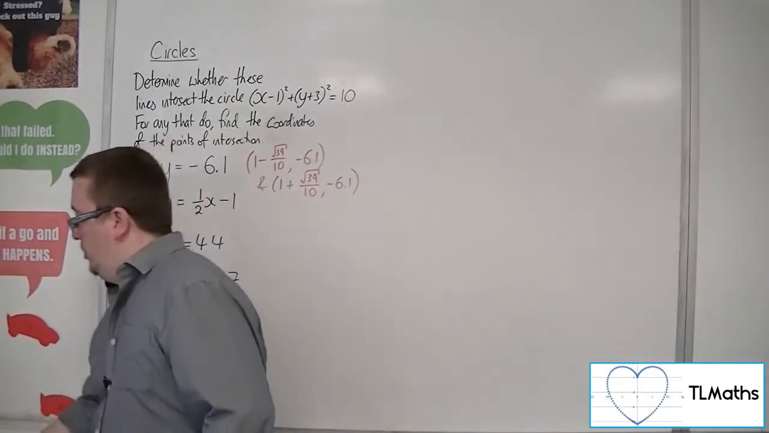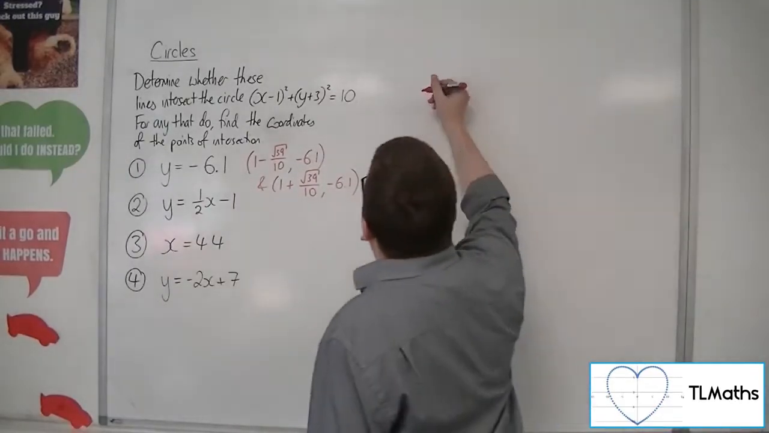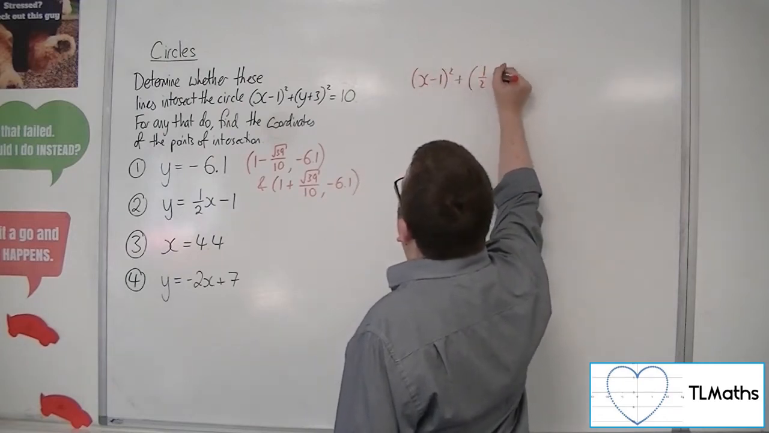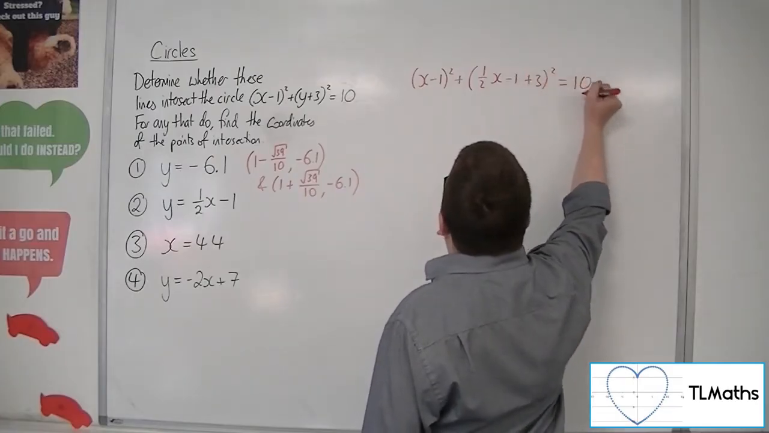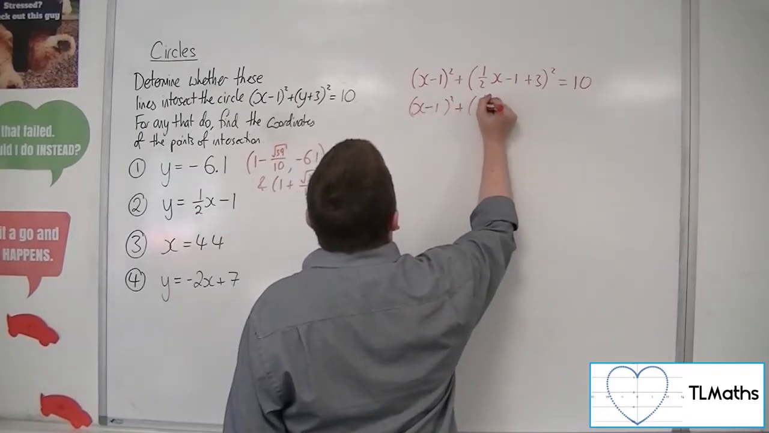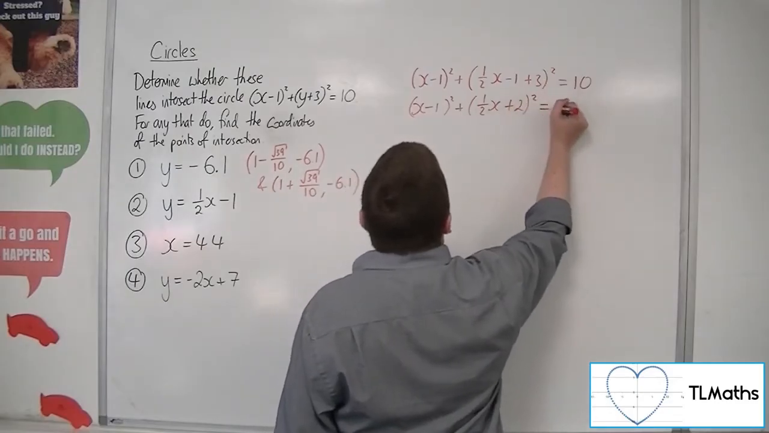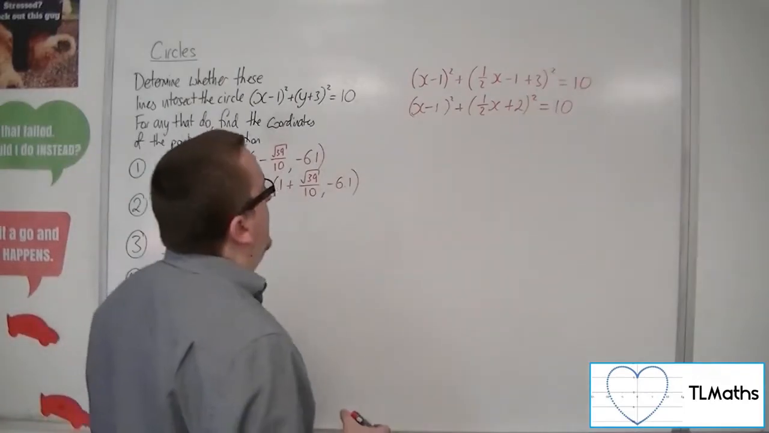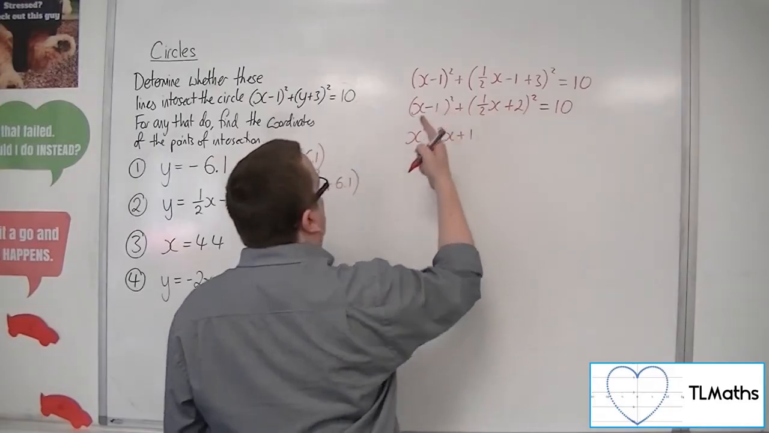So if we have a look at number 2, we've got y = 1/2 x - 1. So substituting it straight in, (x - 1)² + (1/2 x - 1 + 3)² = 10. Let's simplify this bracket: (x - 1)² + (1/2 x + 2)² = 10. So I'm going to want to expand both of these brackets. So x² - 2x + 1, that's the first bracket.